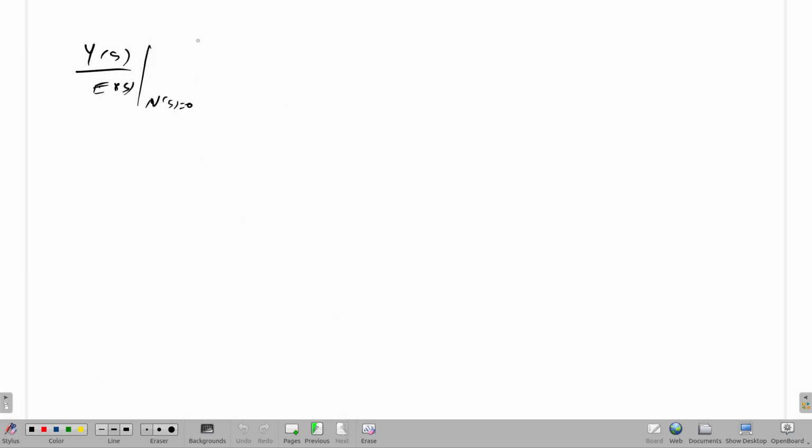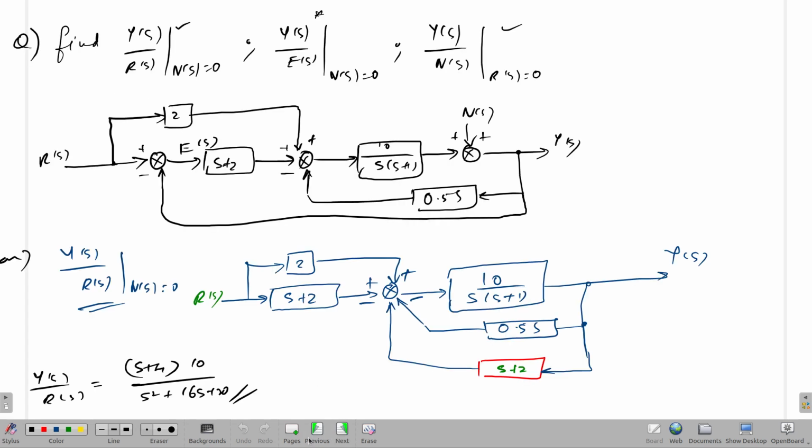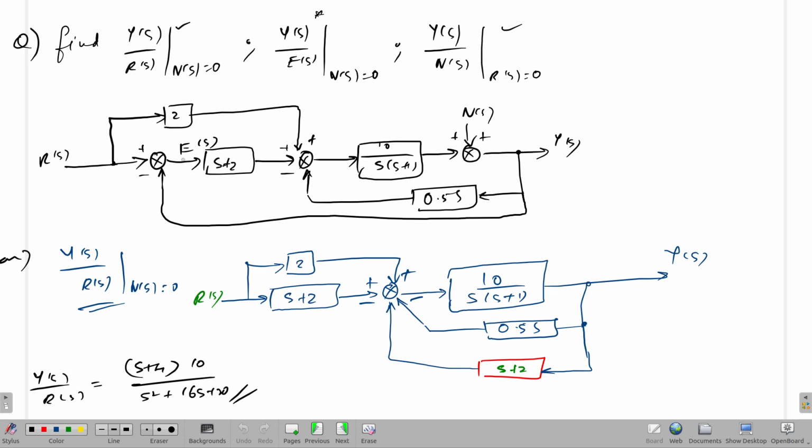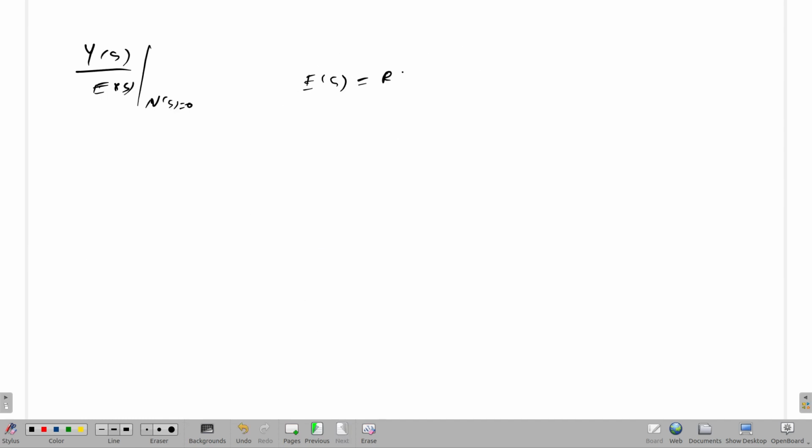You can derive this from whatever solution you have here, right? So what is E(s)? E(s) is basically whatever is coming here, that is R minus Y coming here. If there was some feedback, it would have been multiplied. So basically you can write E is equal to R(s) minus Y(s).